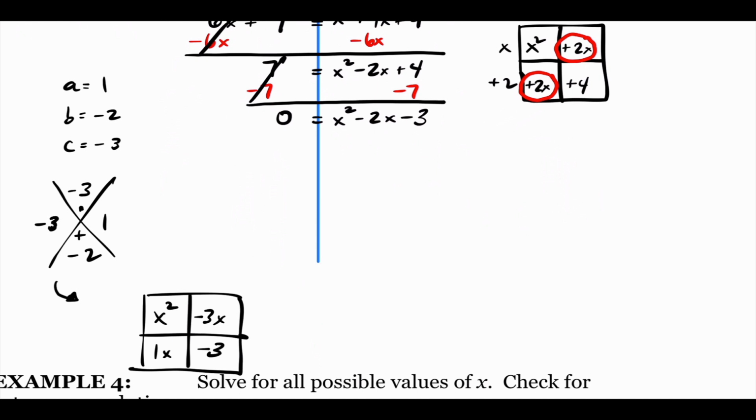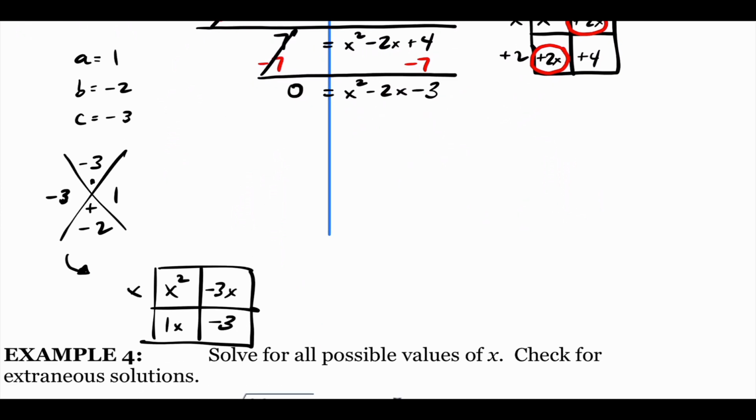You said it doesn't matter which box? No. Yeah, these two here don't matter. The negative 3x and the 1x, those can be switched. As long as these two, x squared and minus 3, are there, you're good. So x times x minus 3, positive 1.